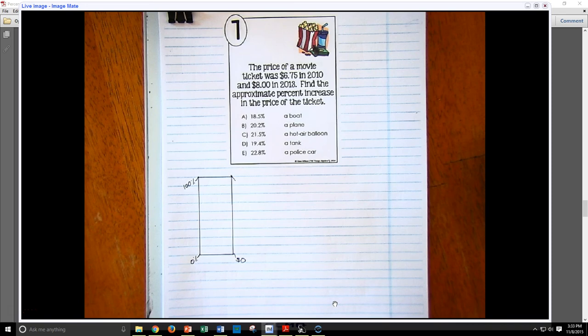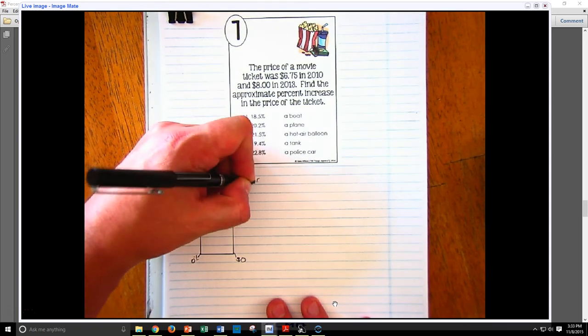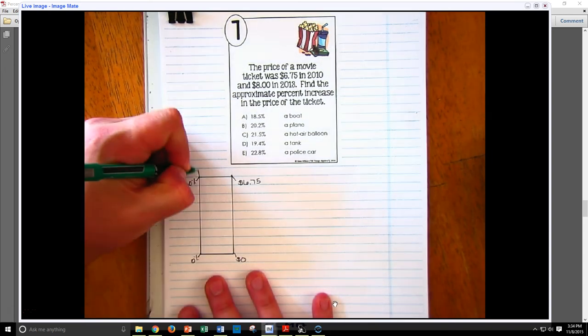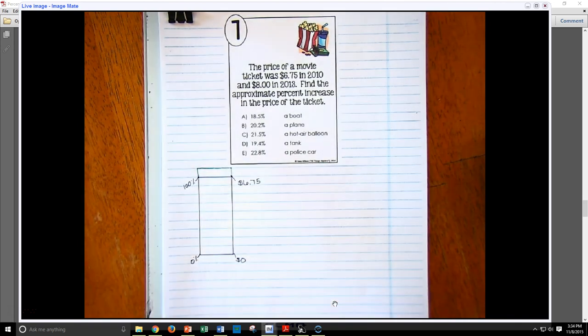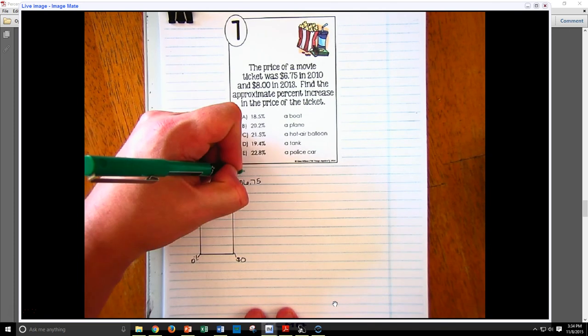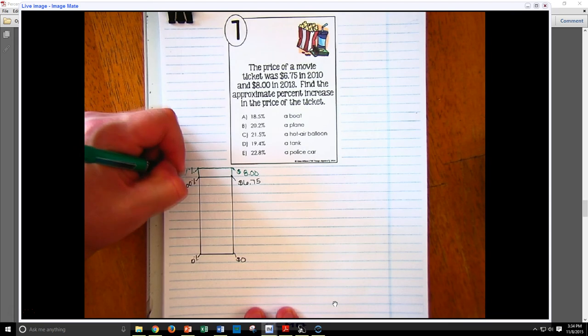So our original amount was $6.75. All right, we can live with that. That's 2010, good times. Now we have a change happening. Now, price is going from $6.75 to $8, so we are seeing an increase. So I'm going to go ahead and add a little box up here to represent that increase. I don't know how much I'm increasing by because that's the whole point of the problem, but I do know that the new price after this mysterious percentage increase was $8. But I don't know my new percent, so I'm going to call that X.